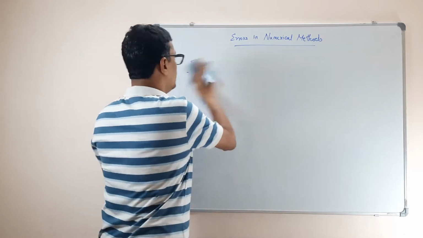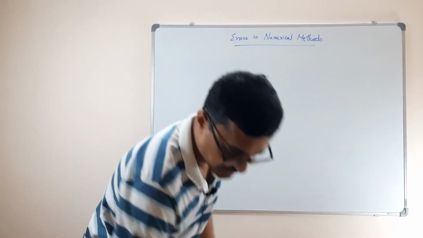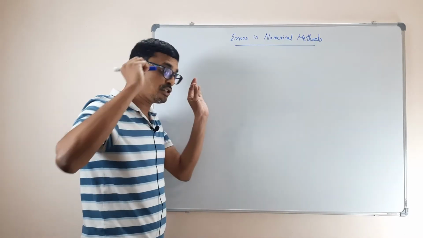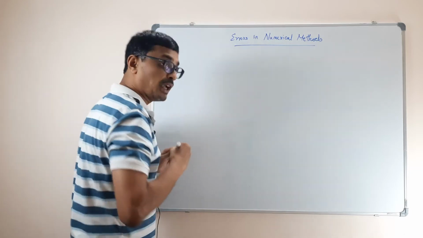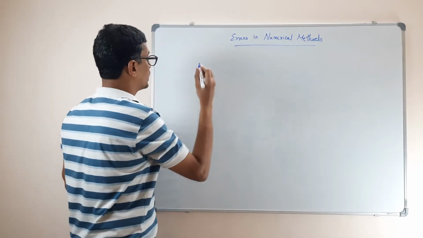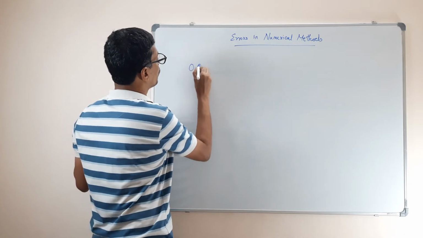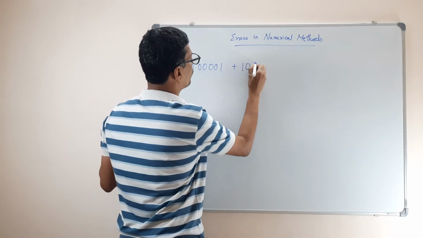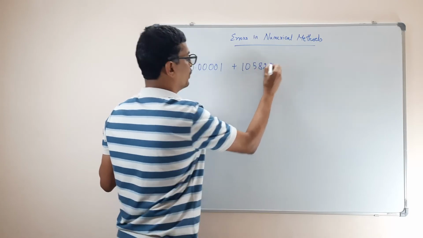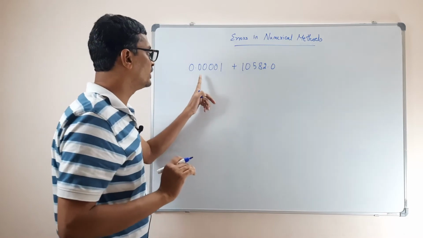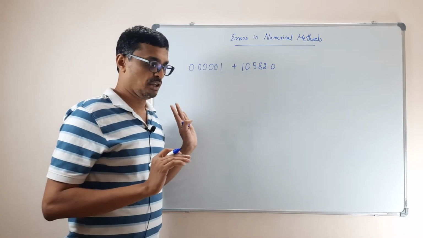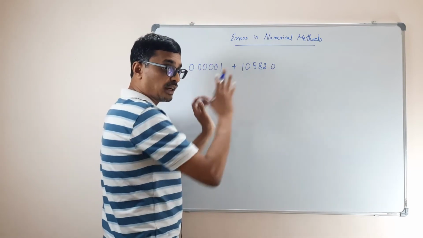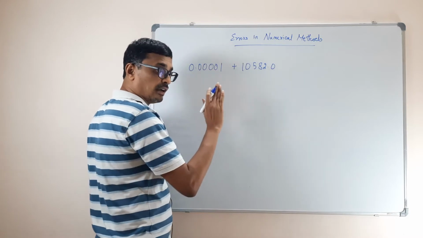Okay, so for example, let us see how a computer will add 2 floating point numbers. Let me add up 0.00001 plus 10528.0. I want the computer to add these 2 numbers. I am going to show it in the decimal representation because that's easier for us to understand. I am not going into the 2 base system.